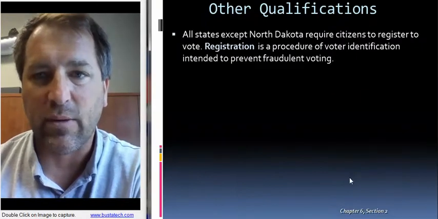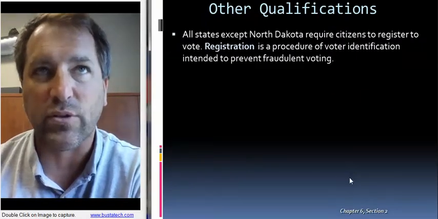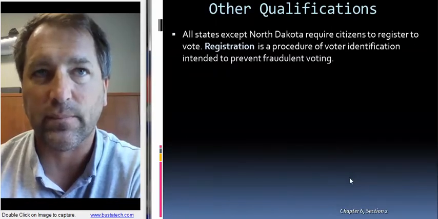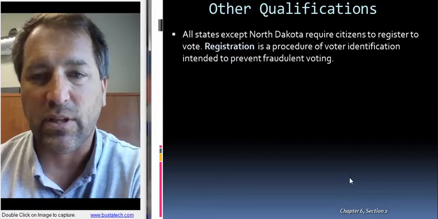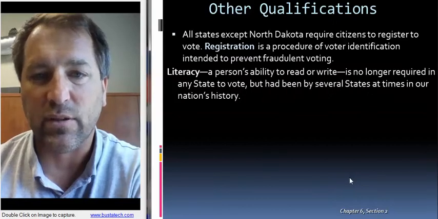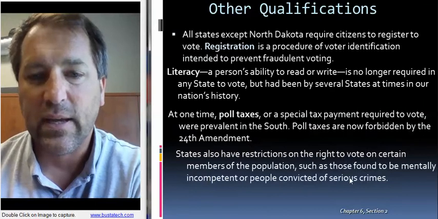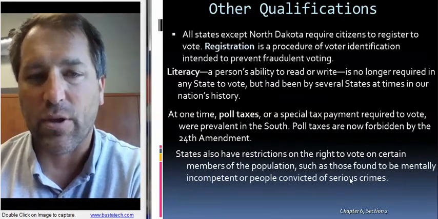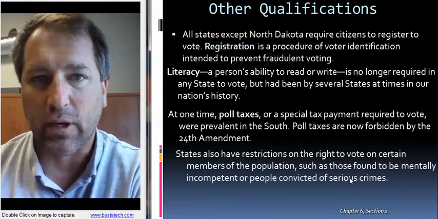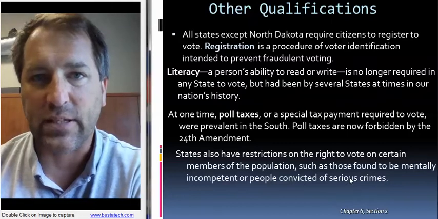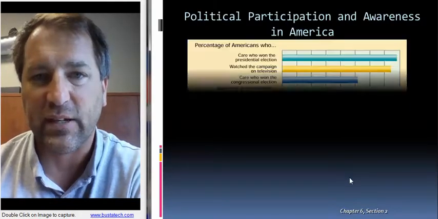All states except North Dakota require you to be registered to vote, including Michigan. You must be registered to vote. So as long as you meet the other requirements and you have a registration card, no literacy test or poll taxes can be required. And there are other restrictions that you should read through in your book for certain criminal acts or for insanity or other things. There could be reasons for incompetency in voting, depending on the state again.